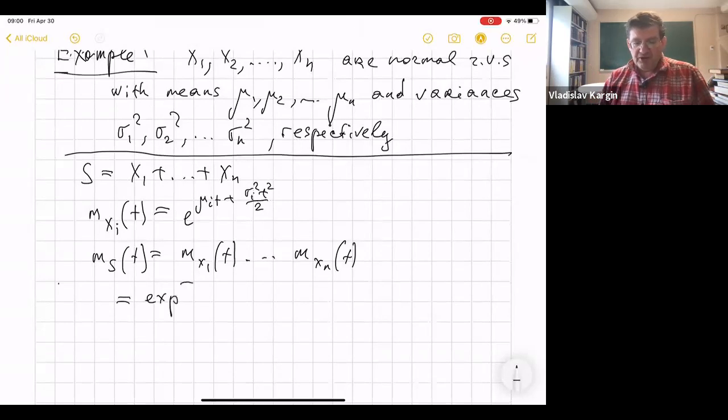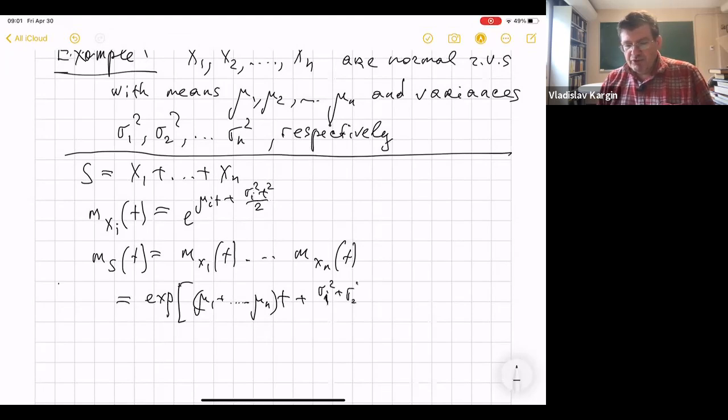So it will be equal to an exponential, and after that we rearrange things: exponential of (mu1 plus so on plus mu_n) t, plus (sigma1 squared plus sigma2 squared plus so on plus sigma n squared) t squared divided by 2. We look at this and recognize that this is the MGF of a normal distribution.